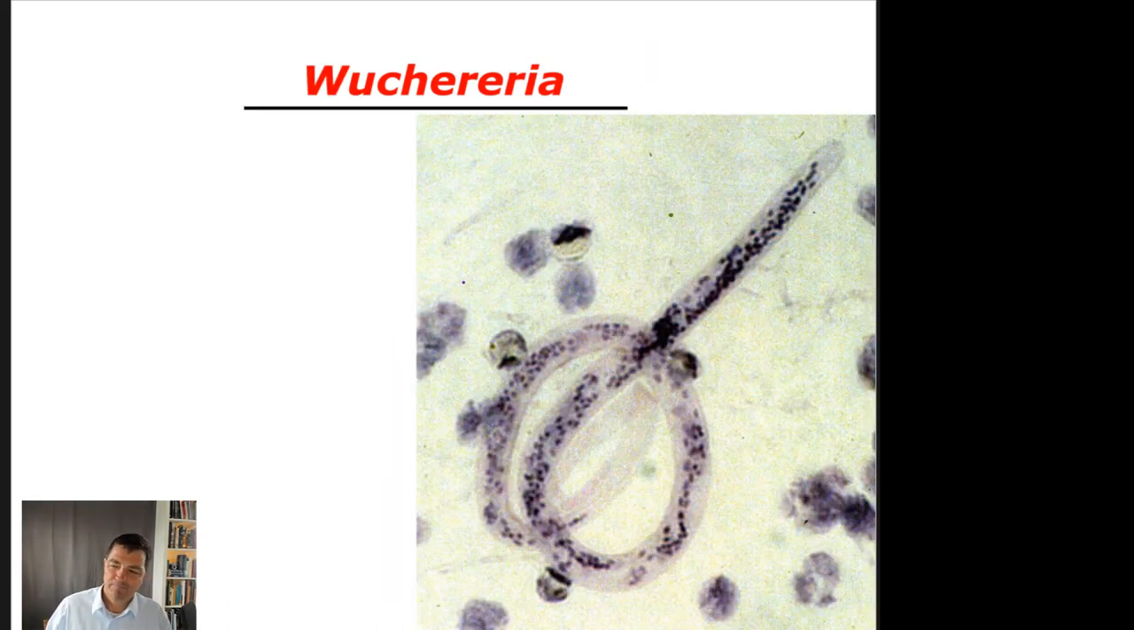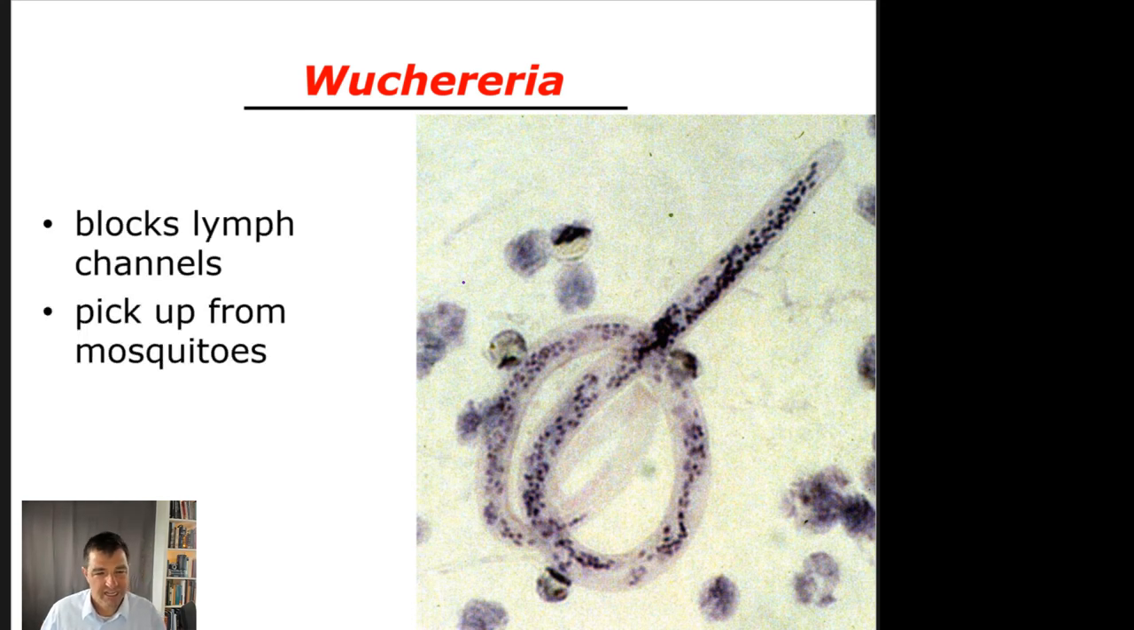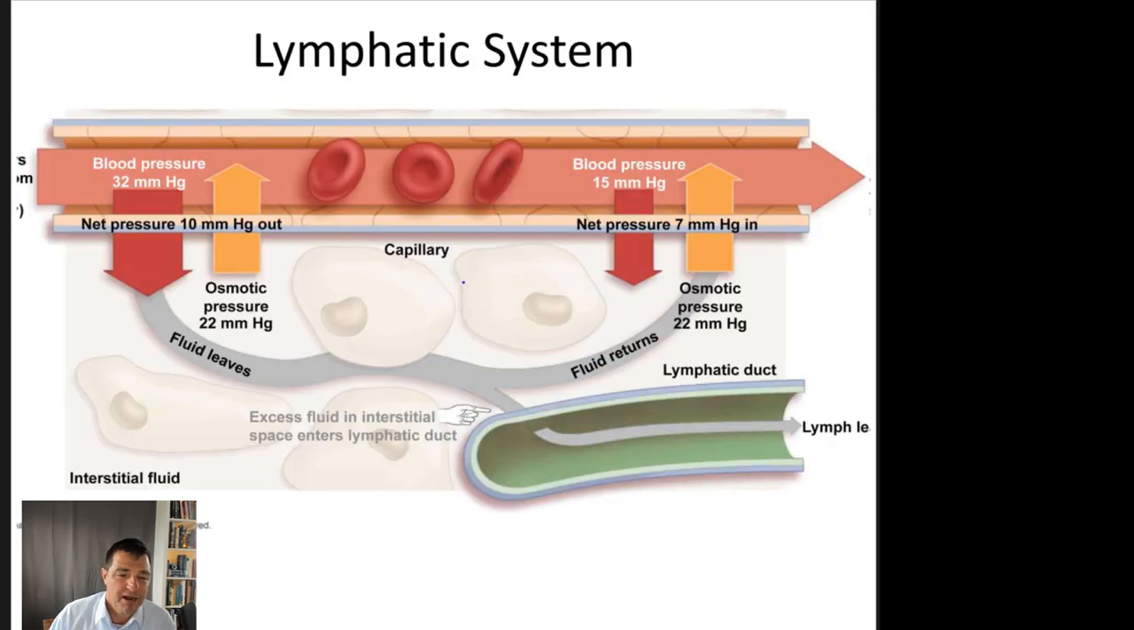The next one is Wuchereria, and Wuchereria is not a very big worm. It's transferred by the bite of a mosquito. But what happens with Wuchereria is it blocks lymphatic vessels. So normally, when you have your blood pressure pushing your blood through your body, long story short, on this end, coming from your heart, the blood pressure is pretty high and it's pushing fluid out, but you have this resistance, this osmotic pressure pushing fluid back in.